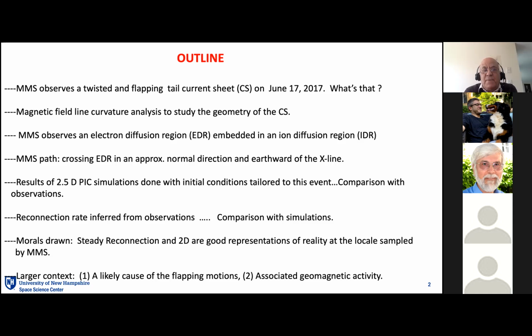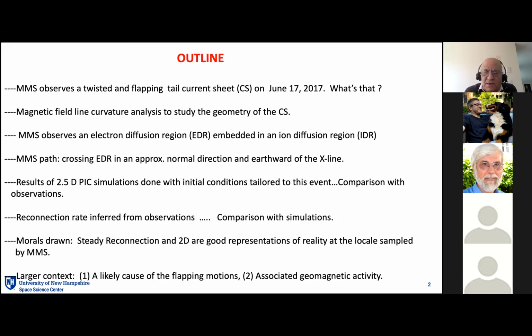We show that the MMS path is crossing the EDR in an approximately perpendicular direction earthward of the X-line. So we don't have the usual situation of the X-line going over the spacecraft back and forth. And then we show the results of two-dimensional simulations done with initial conditions tailored to this event, and we compare with the MMS observations. We get the reconnection rate, which we infer from the observations, and compare with the simulations.